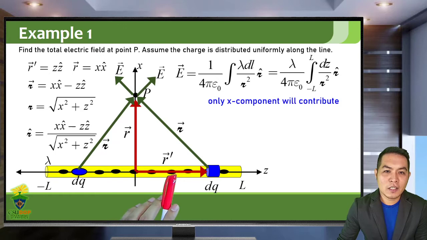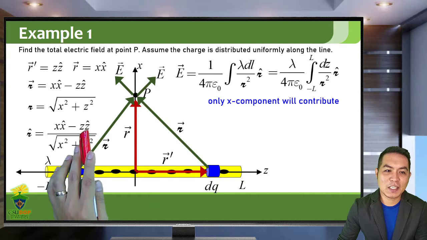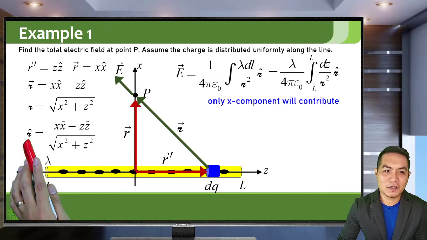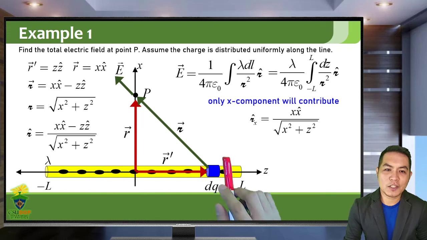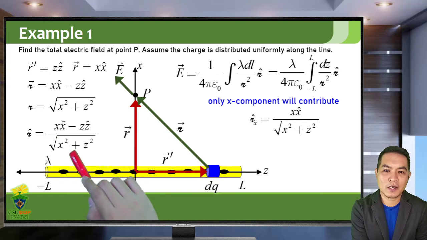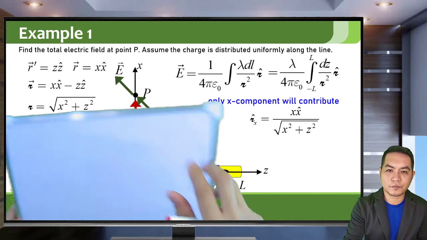You can say that by symmetry, only the x component of your r hat will contribute, and the z component, the z hat component, will not contribute. So instead of using r hat here in our equation, we can just use the r sub x, or the x component, x hat over this one.